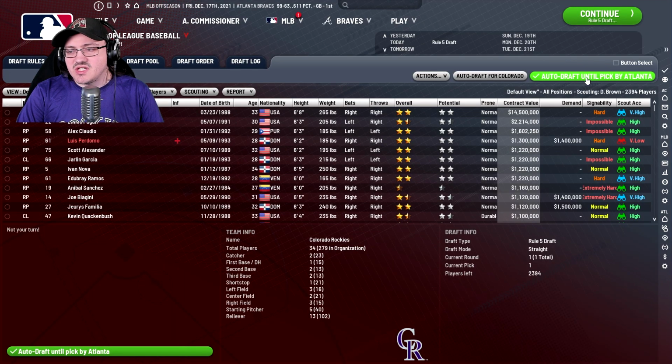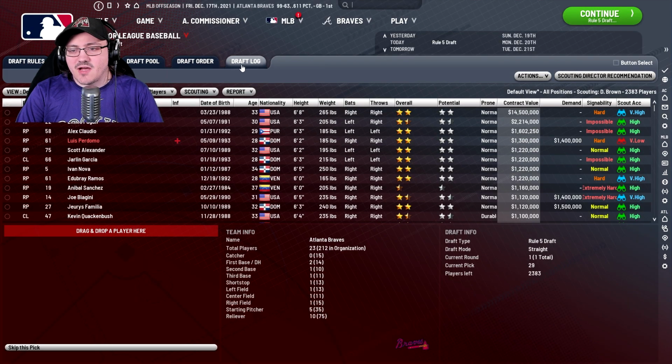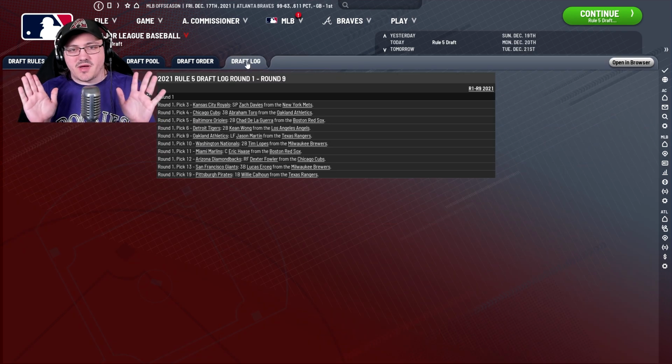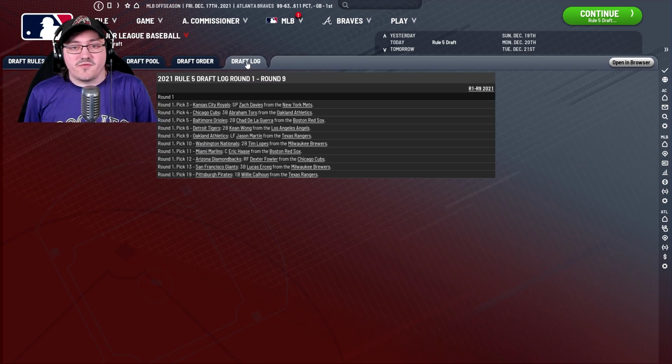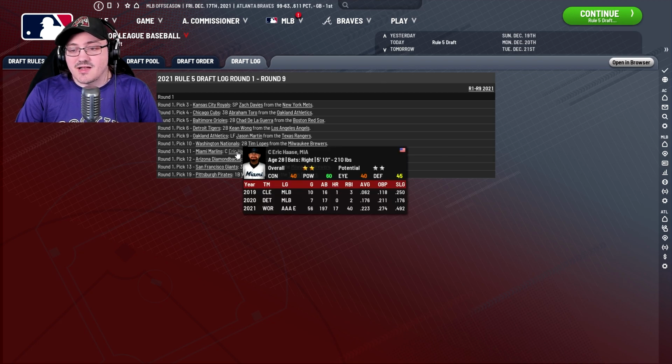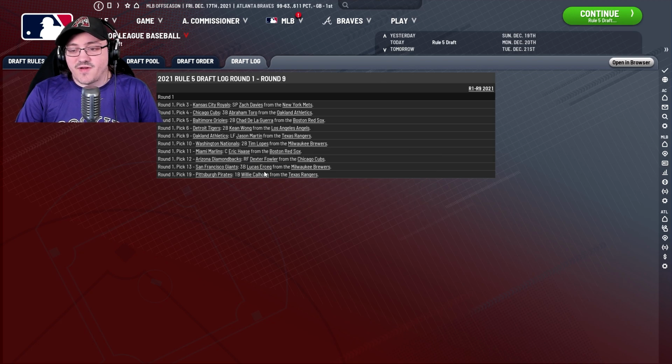Every single time a team goes through, they get to make a decision. Now, some teams will opt to skip their pick. What that means is they basically said, no, we're not going to pick anybody, and they forfeit the rest of the draft. The rest of the Rule 5 draft, they are not allowed to pick. So you can see some teams have decided to pick players, some have decided not to. Eric Haas got picked. Wow. Dexter Fowler's on this list. Willie Calhoun on this list.